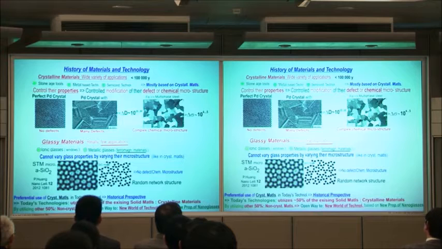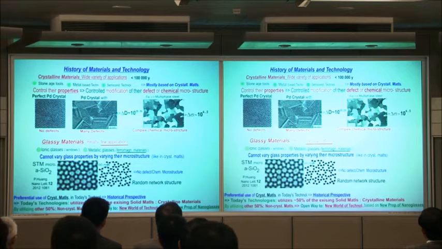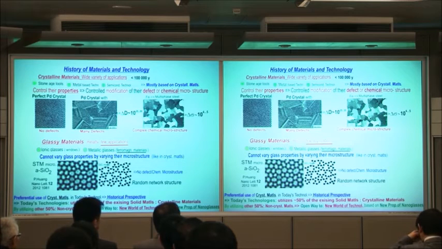Let me go back in history of materials and technology. When you go back in history of technology and of materials, you will see that since the Stone Age, then Bronze Age, Iron Age, semiconductor, all the fancy material which we have today, it's mostly crystalline material. And the reason is very simple. In a crystalline material, we can manipulate the defect structure and the chemical structure, and therefore we can manipulate the properties. And I'm showing you here two examples.